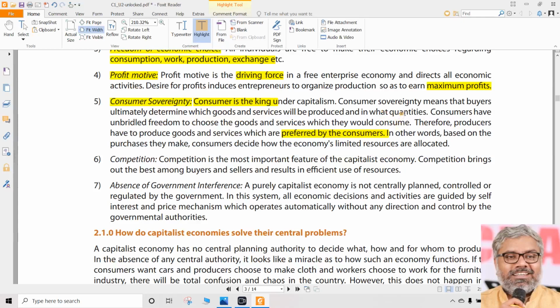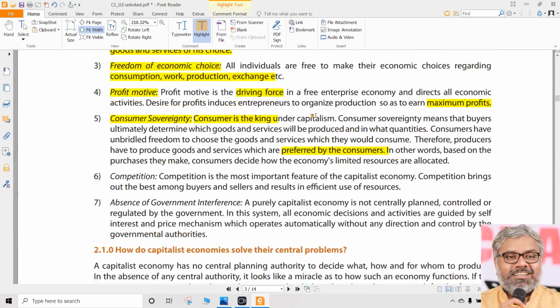Imagine there is no demand. Imagine the consumers are not preferring such services. Then that's it. There is no such service which could be given, or no such product which could be manufactured. Ultimately, there is no need for manufacturing of such goods or services.